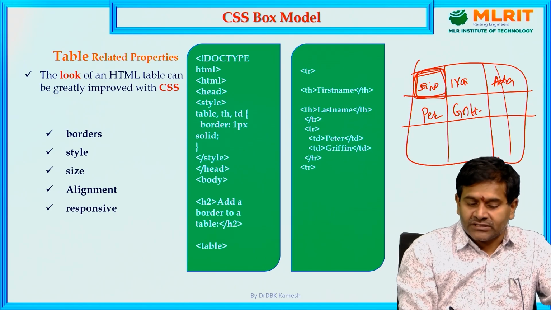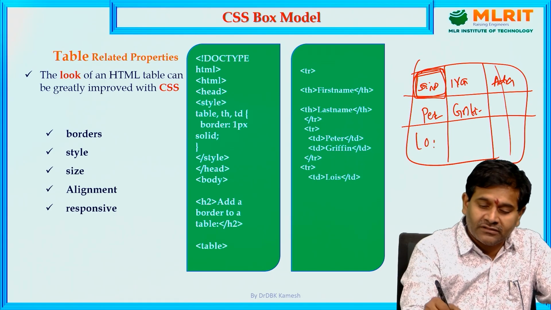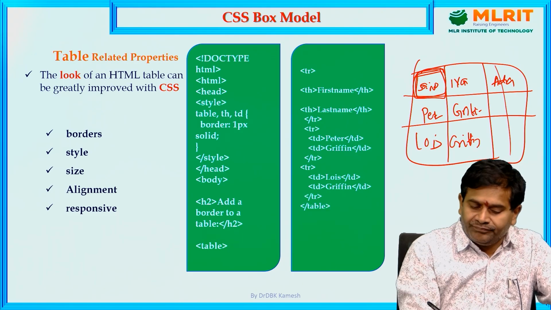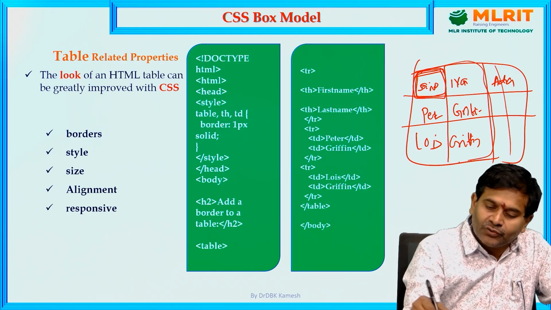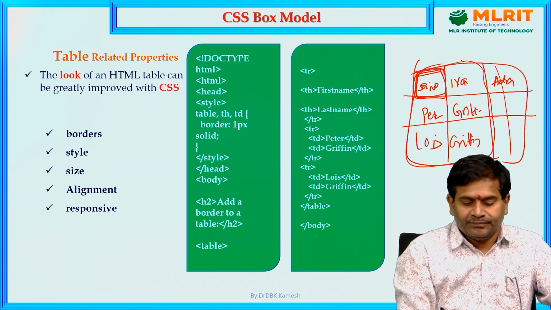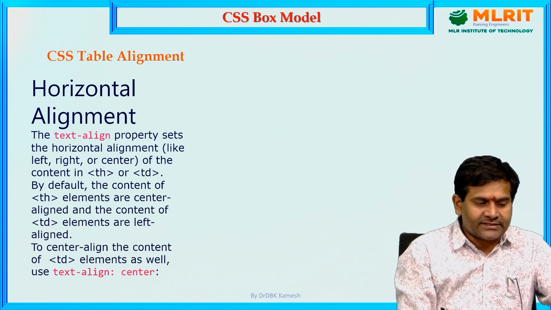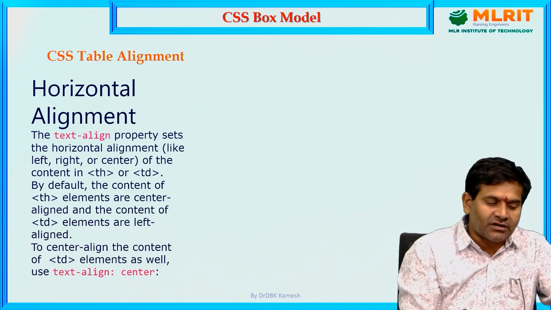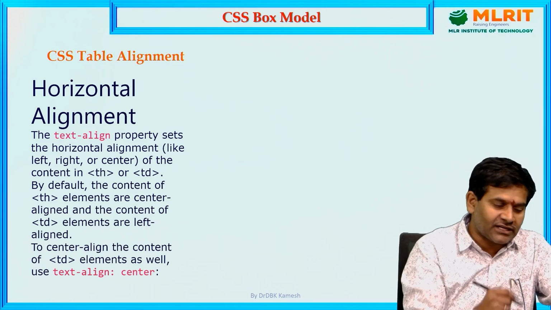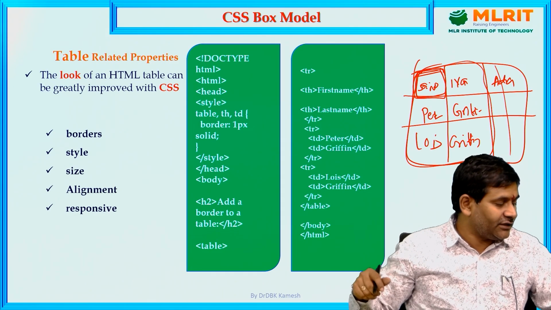Then TR closed, again TD, so Louis, then Griffin. Table completed. In this there are only 2 rows, 2 columns, right? Body like this. Next, you can use table alignments, horizontal alignment or vertical alignment, etc.